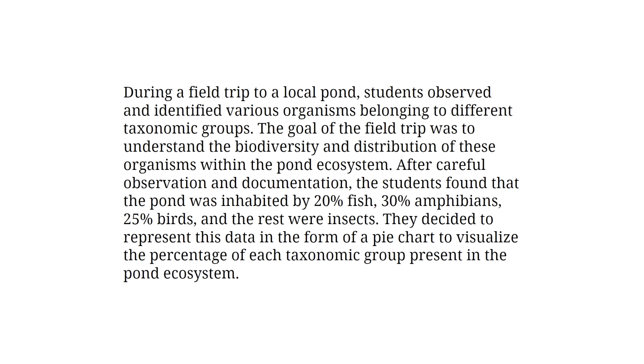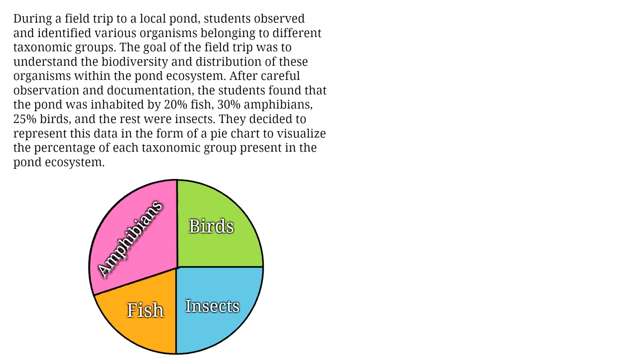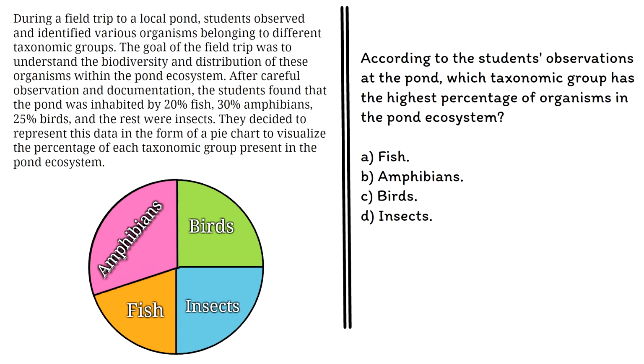They decided to represent this data in the form of a pie chart to visualize the percentage of each taxonomic group present in the pond ecosystem. Based on this information, answer the following questions. According to the students' observations at the pond, which taxonomic group has the highest percentage of organisms in the pond ecosystem? A. Fish. B. Amphibians. C. Birds. D. Insects. The correct answer is B.